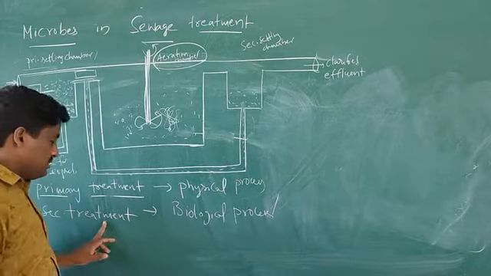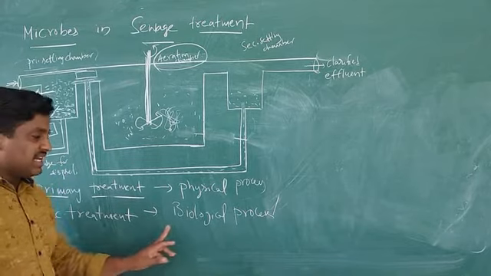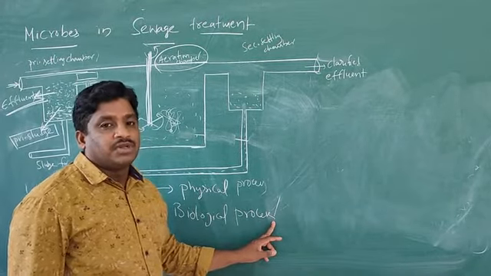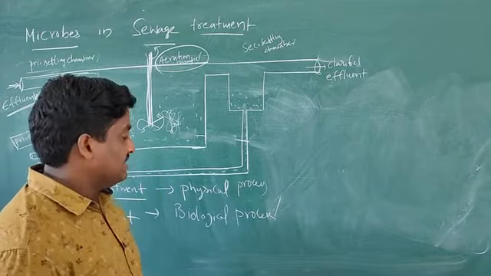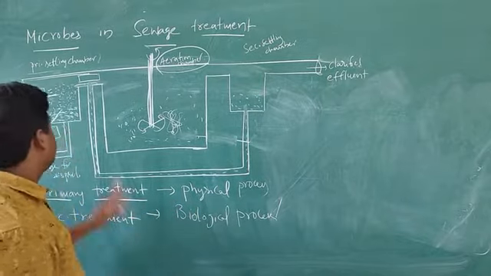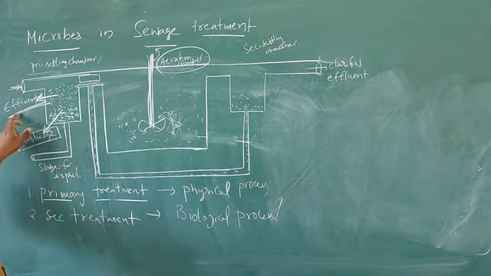Now coming to the secondary treatment. The secondary treatment is what we generally call a biological process. Already in the primary treatment, at the end, the supernatant formed is called the effluent, that means the primary effluent.